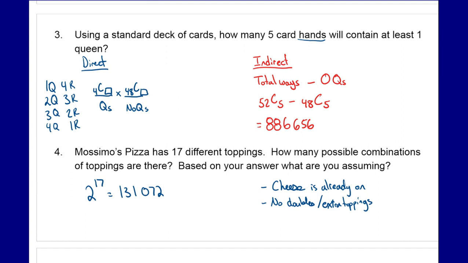Now I'm not subtracting 1 because I'm assuming you're allowed only cheese, or the null set. So I'm allowed to choose no toppings and just have cheese. Right? I've already been assuming cheese is on there. So I have 131,072 different toppings. If I'm only allowed singles of each, cheese is already on there, and I'm allowed no toppings, basically meaning cheese. So that's how many possible options there are.